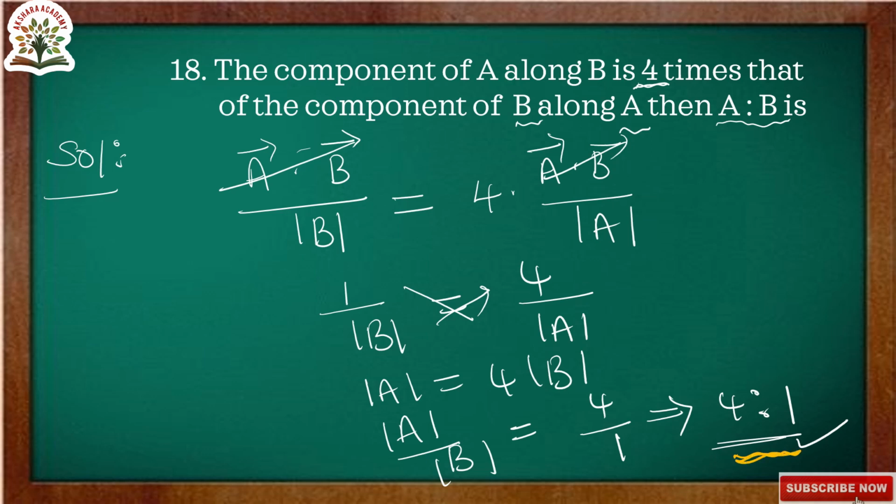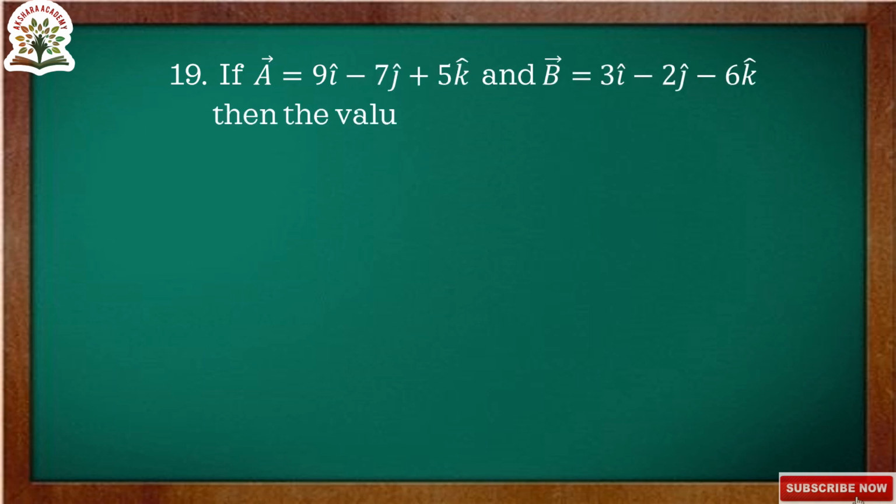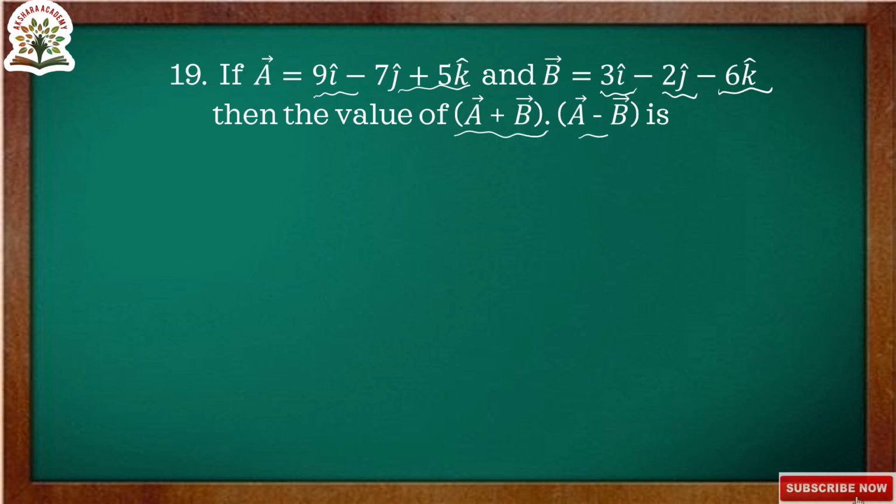Okay. Next we will go to the next question. Next question, 19th one. If A bar is equal to 9 i cap minus 7 j cap plus 5 k cap and B bar is equal to 3 i cap minus 2 j cap minus 6 k cap, you have to find the value of the dot product of A bar plus B bar and A bar minus B bar. Let us go to the solution.